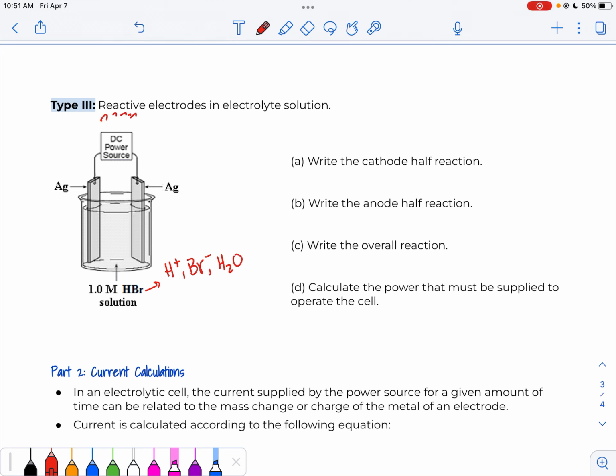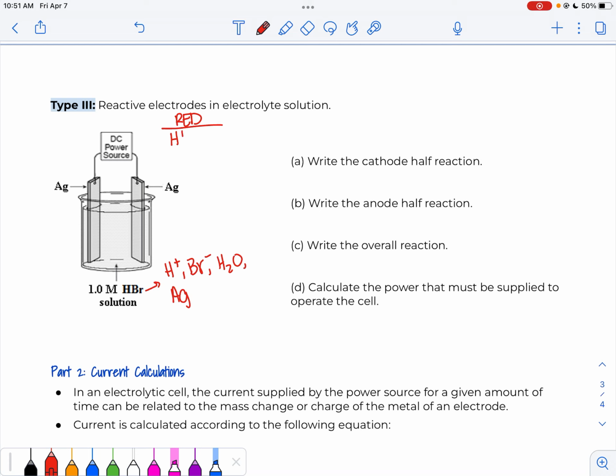But now we have reactive electrodes. So these possible electrodes could also react. So we also have to deal with solid silver. All right. So let's take a look at all the possible reactions that could happen here. So for reduction, what could possibly be happening?